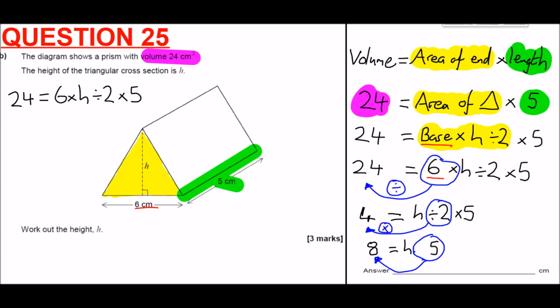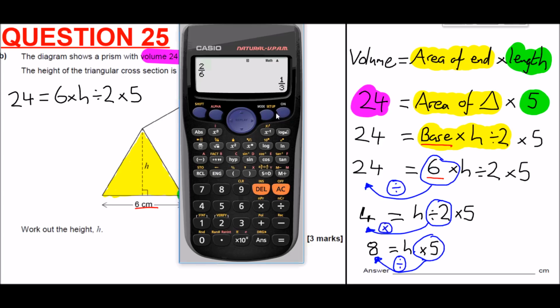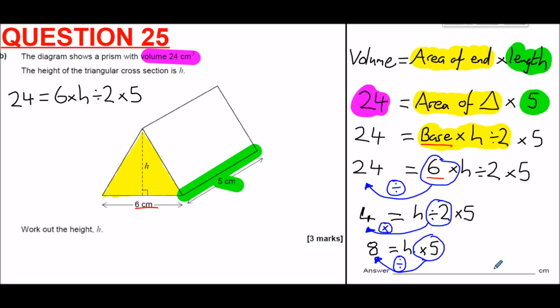But I'm going to leave this mistake in just so I can show that I'm far from being above making mistakes. Times by 5. I was getting one step ahead. When we swap the side, and only when we swap the side, then we swap the sign to a divide. So h is going to equal 8 divided by 5, which is 8/5, or as a decimal, 1.6. So h equals 1.6 centimetres.